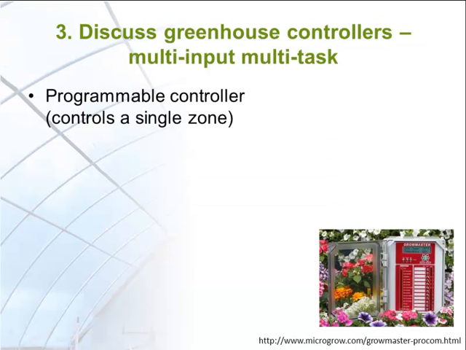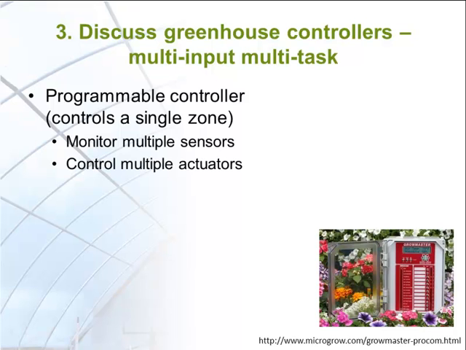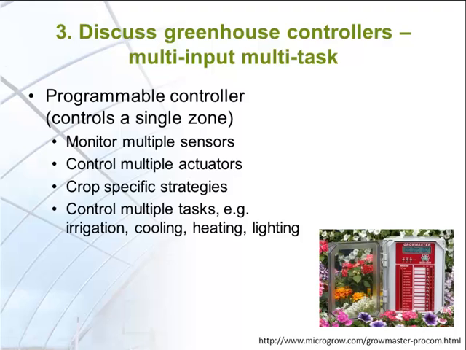This type of controller monitors multiple environmental conditions, controls multiple actuators, and can be used for implementing crop-specific growing strategies. It can be used to control irrigation, cooling, heating, and lighting for meeting the specific needs of different crops. For irrigation, the system controls when to turn on and for how long. For cooling, vent opening angles can be a function of temperature gradient between outdoor and indoor air temperatures.